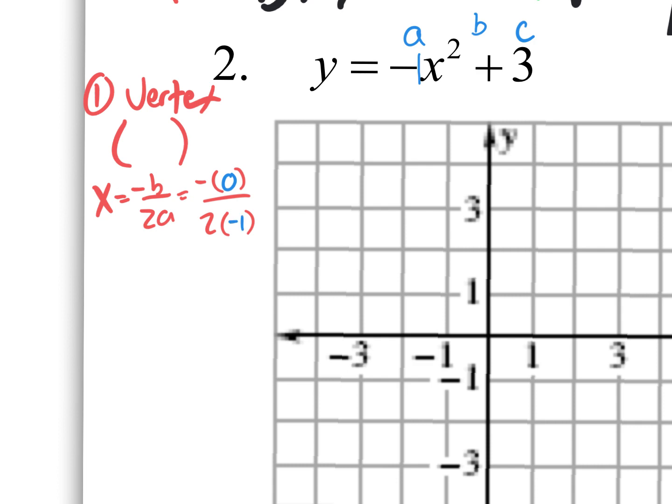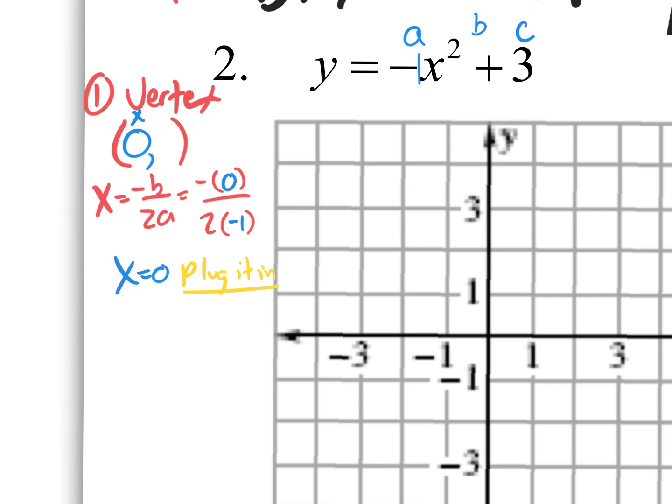And when you do the math, up on top you get -0. On the bottom you get -2. And it doesn't matter, -0, +0. 0 divided by anything is still 0. So x equals 0. You found the x value of your vertex, that's 0. You still need the y value. How do you find the y value? You plug it in. Plug in 0. Where are we going to plug in 0? Into the x.